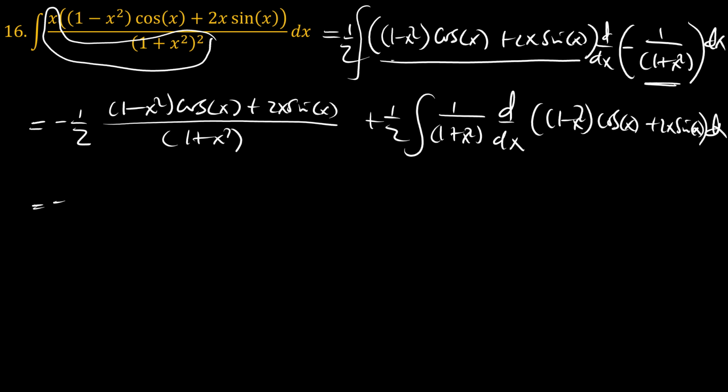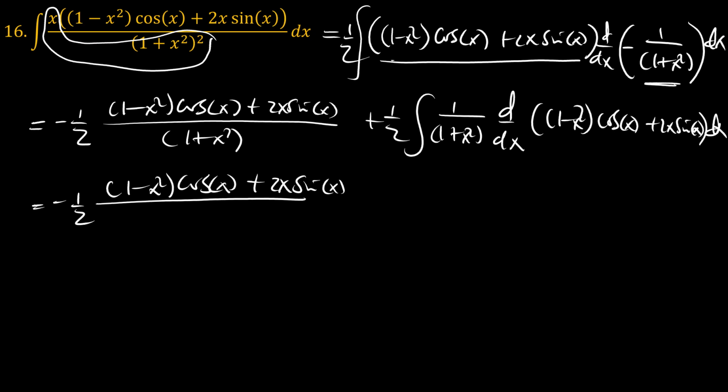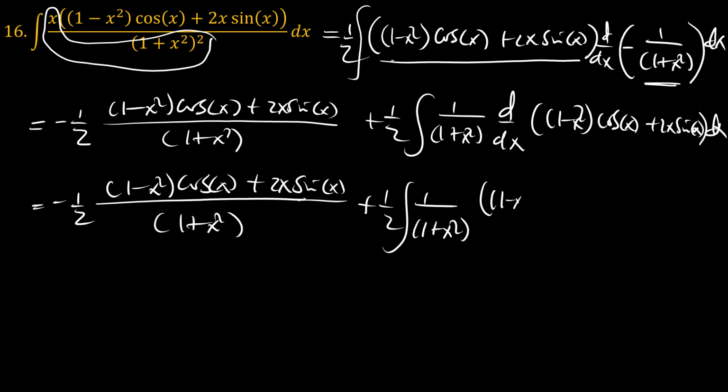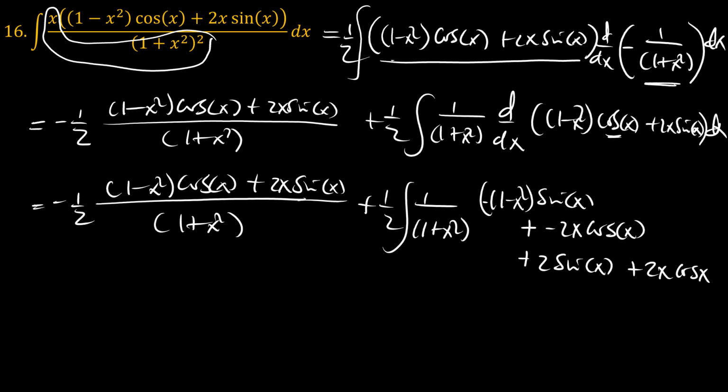Okay, which is equal to negative a half minus x squared cosine of x plus 2x sine of x over 1 plus x squared, plus a half of 1 over 1 plus x squared, and then here in brackets we have 1 minus x squared times negative sine of x, we're differentiating cosine of x, and then plus negative 2x cosine of x plus 2 sine of x plus 2x cosine of x, close bracket.